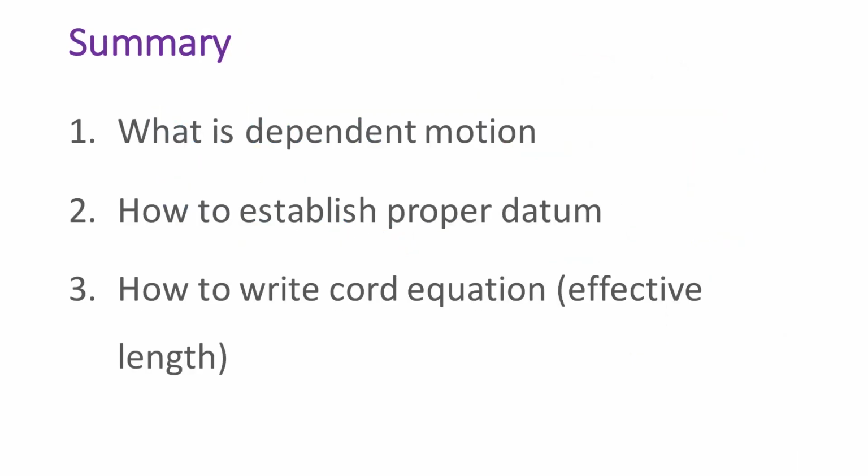So this is the end of this section, and to summarize, we just learned what dependent motion is. We also learned how to establish a proper datum in different ways. We also learned how to write down the chord equation, taking into account that if you have multiple chords, you have to have multiple equations and you need to know how to link them together. That's it. Thank you.